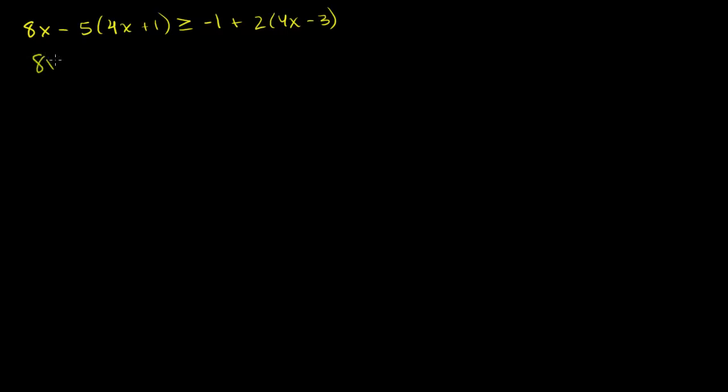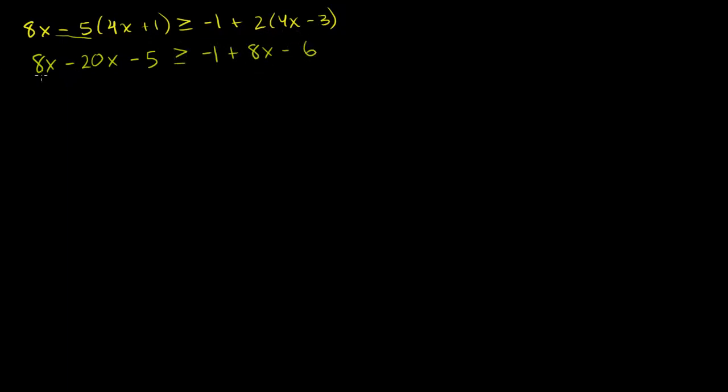You get 8x minus, let's distribute this negative 5. So 8x and then distribute the negative 5. Negative 5 times 4x is negative 20x. When I say negative 5, I'm talking about this whole thing. Negative 5 times 1 is negative 5. And then that's going to be greater than or equal to negative 1 plus 2 times 4x, which is 8x. 2 times negative 3 is negative 6.